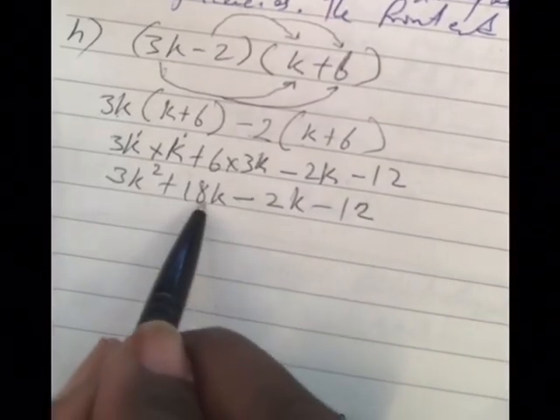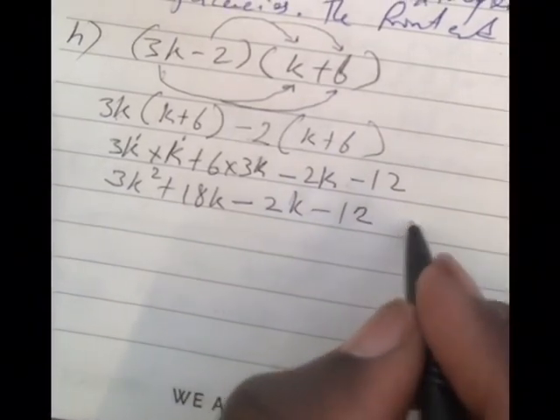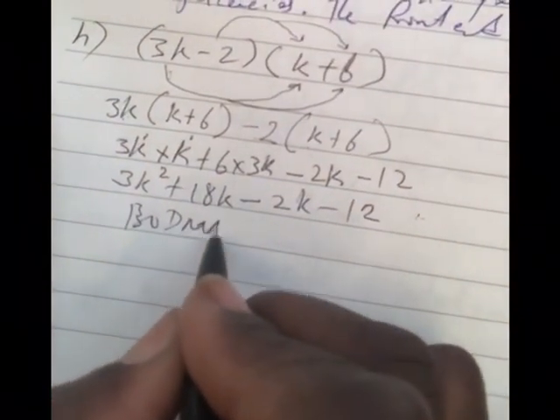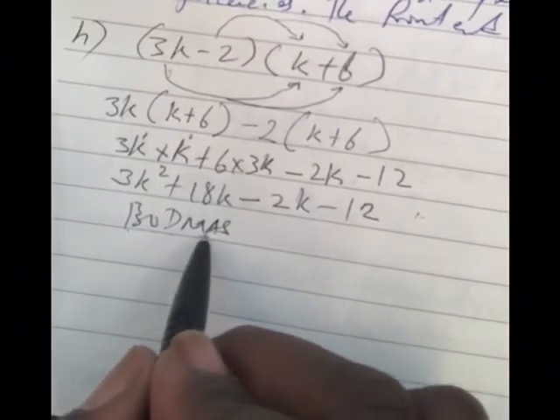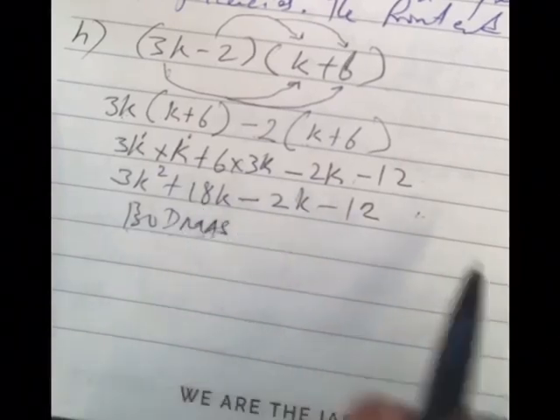18k minus 2k. You can actually stop there. Do you remember BODMAS? BODMAS: Brackets, Of, Division, Multiplication, Addition, Subtraction.